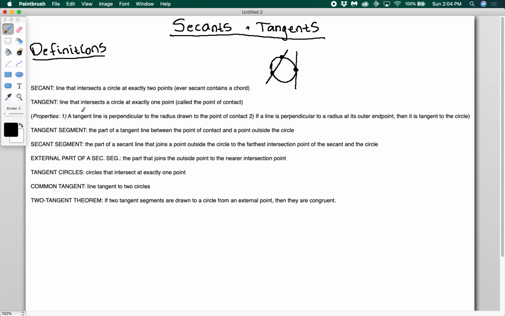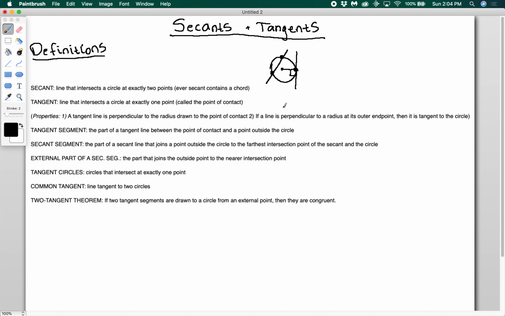So, properties of tangent lines. A tangent line is perpendicular to the radius drawn to the point of contact. So if this is the center of the circle, and I draw the radius from the center to the point of contact, these lines are perpendicular. There's a right angle here, okay? And that's no matter where the tangent line is.